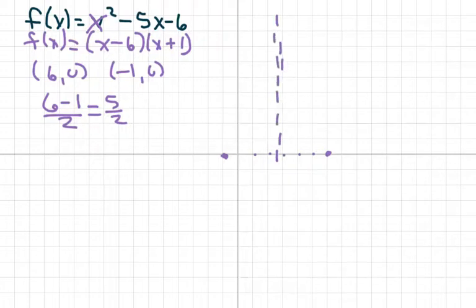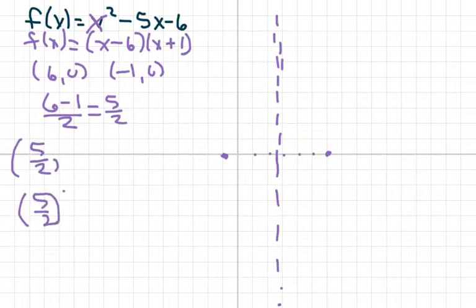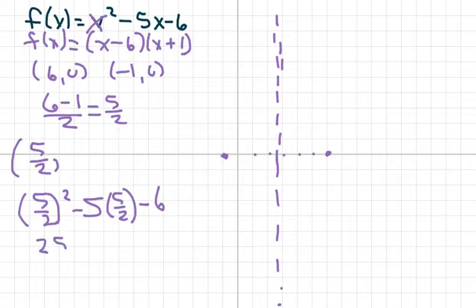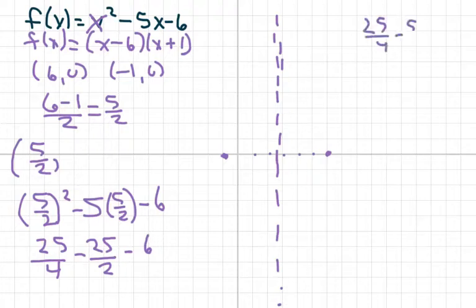Whoops. I cannot draw a straight line. Okay, now, so we have 5/2, and we're going to plug that in. 5/2 squared minus 5 times 5/2 minus 6, which is 25 over 4 minus 25 over 2 minus 6. And this is going to open up. So this is 25 over 4 minus 50 over 4 minus 24 over 4. So that's going to give me negative 49/4, which is bigger than 12 again. So it's down here somewhere.